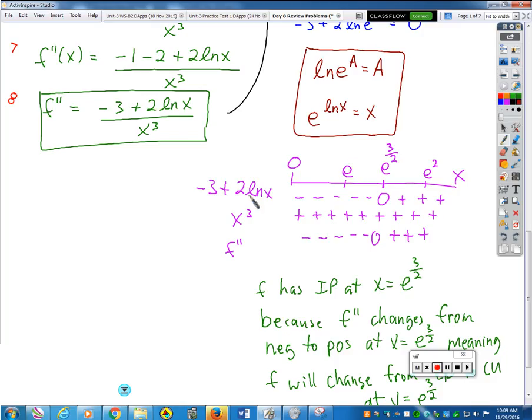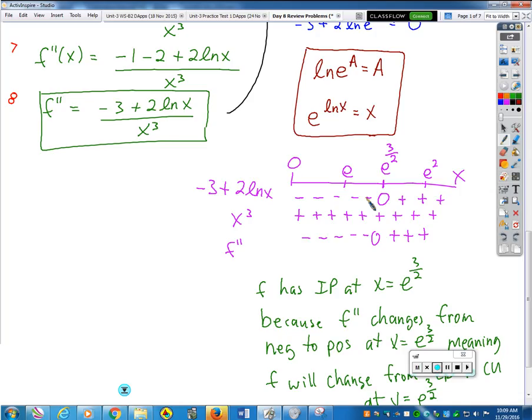Just say it out loud, please. What is the natural log of e? 1. So 2 times 1 is? 2. Negative 3 plus 2 is? Negative 1. So these are all negative.